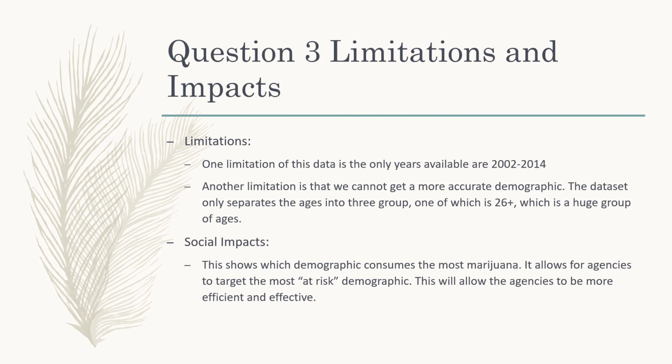Again, another limitation is that we cannot get more accurate demographics. The data set only separates the age groups into 3 groups, one of which is 26 years old and older, which is a huge age group. So from that point on, we can get more accurate rates of consumption per age group.